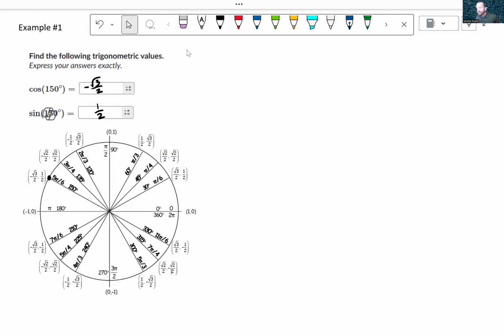Let's see how to solve this without the unit circle. Actually, let's solve this one without the unit circle.